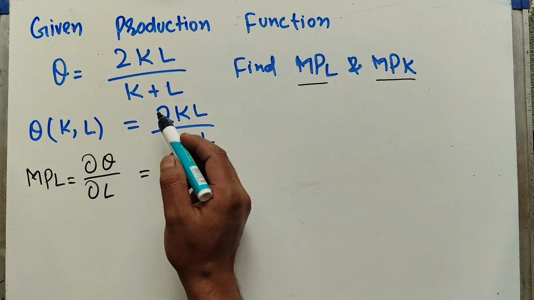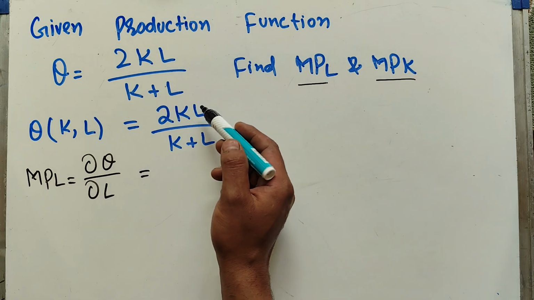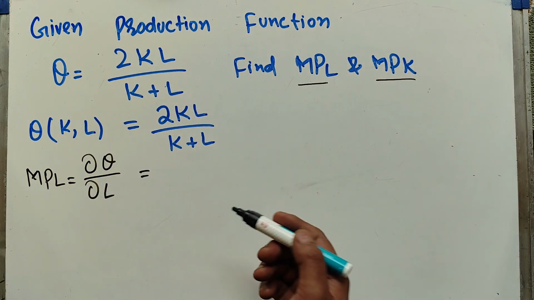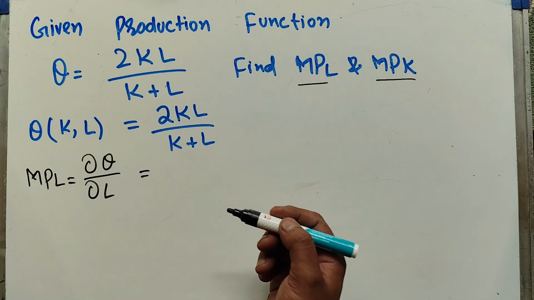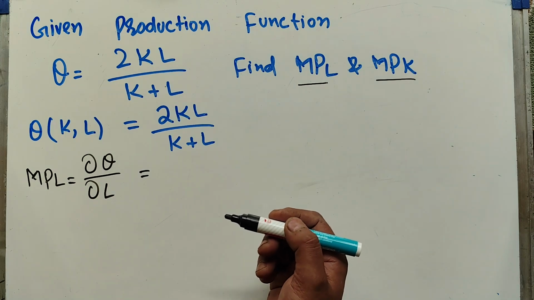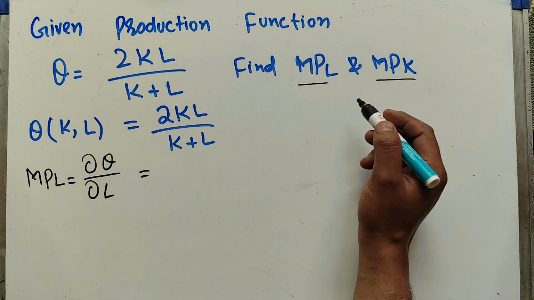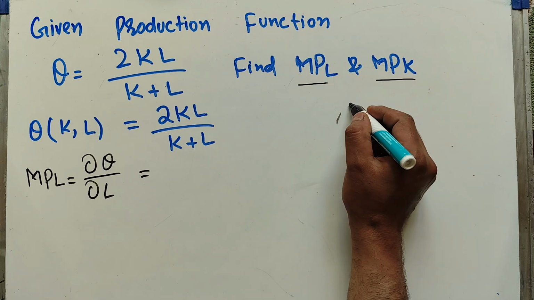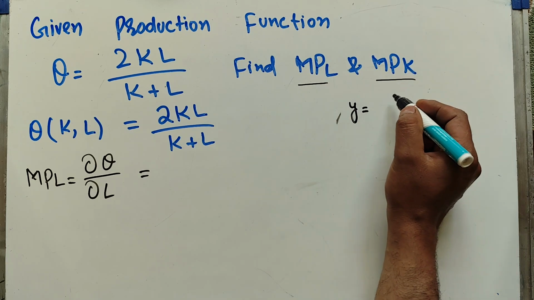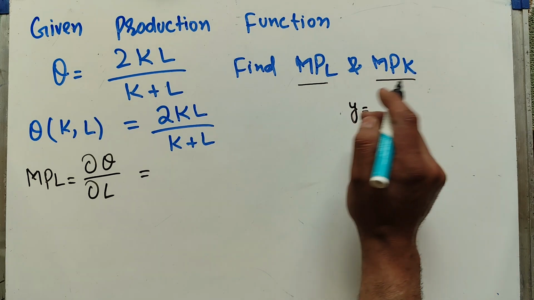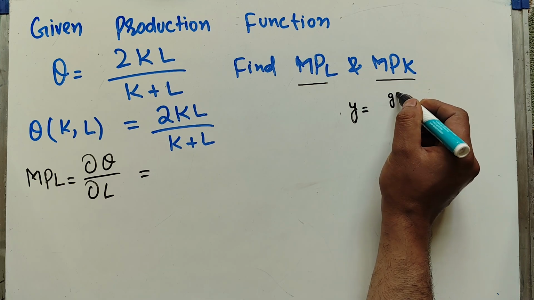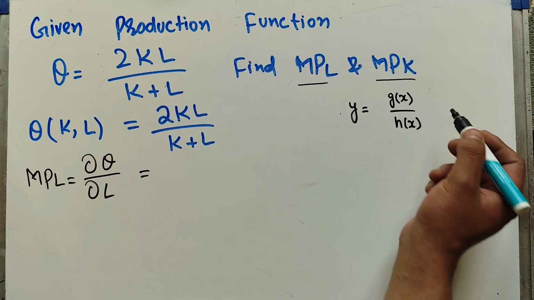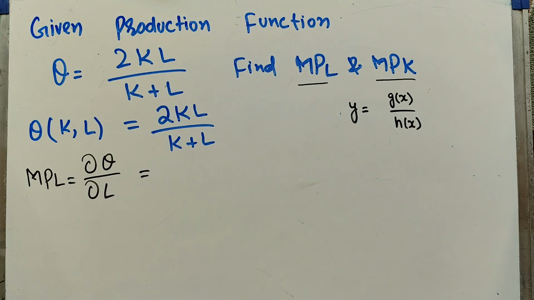Here you can see we have two functions in fact. How do we use calculus in solving this question? We have to apply the quotient rule of differentiation. The quotient rule tells us, let's say I have a function y which is equal to g(x) upon h(x).